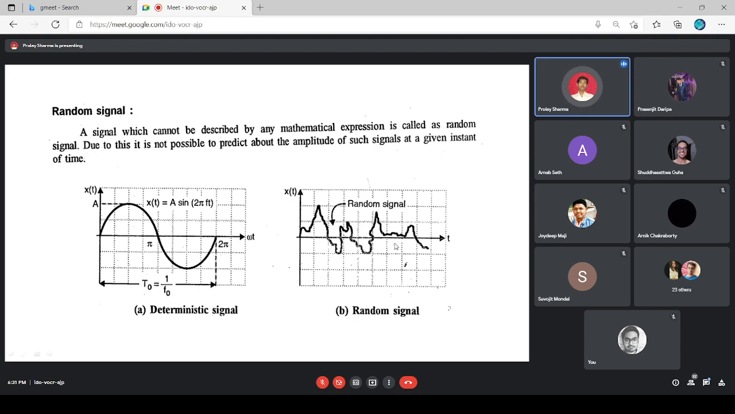That we will see in the later part of the course. So this is a deterministic signal. A definite mathematical equation is there. In this case, the mathematical equation is A sin(2 pi f t).